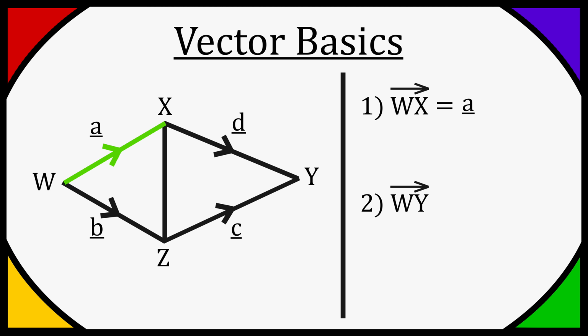Now it's a bit more complex, so we're working with WY. So we want to know how do you get from point W to point Y. Now you can take a couple of different routes. In this case, I've chosen this route here in red. So we're going to go from W to Z and then Z to Y. So what's that going to be? Well, it's vector B plus vector C, and that's it. So it really is that simple.